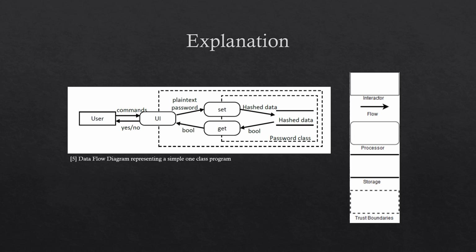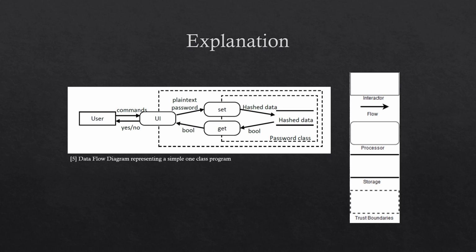Now here we have a very simple example of a one-class program. And on the right, we've listed out the notations commonly used in data flow diagrams. We have interactors represented by a square box, flows represented by arrows, processors represented by round rectangles or sometimes circles, storage represented by two lines, and trust boundaries represented by dotted lines.